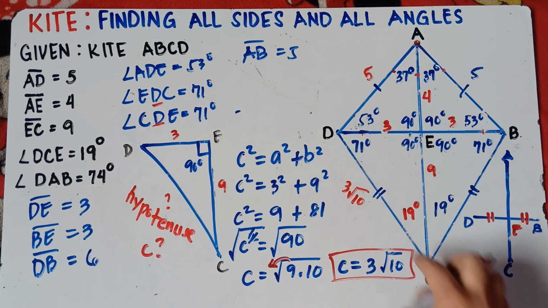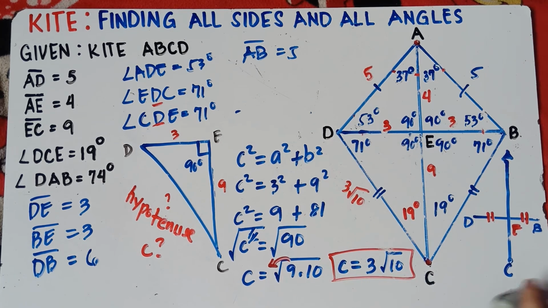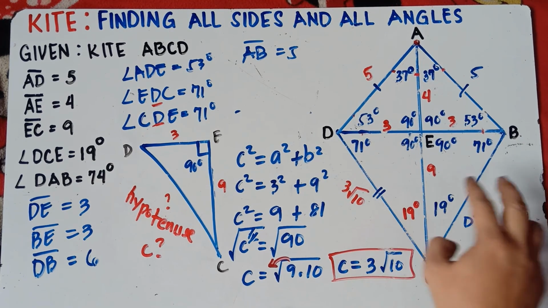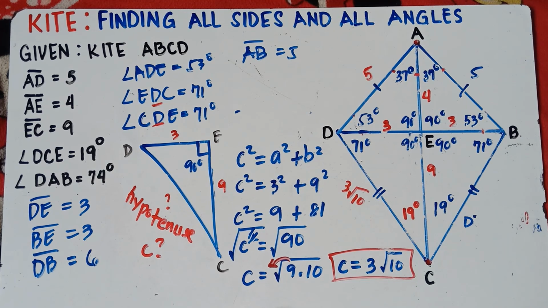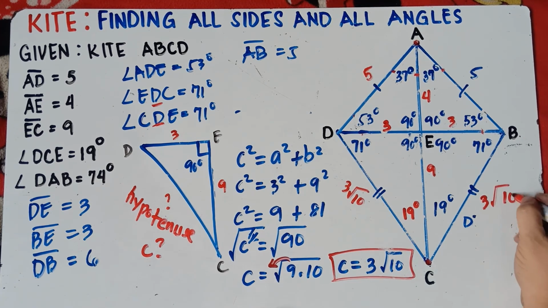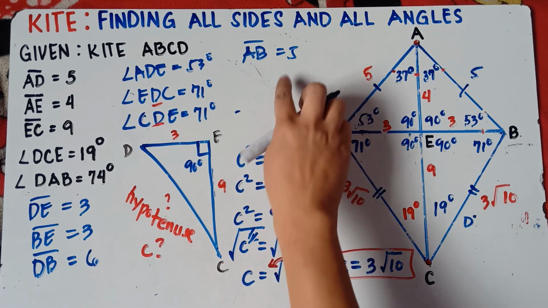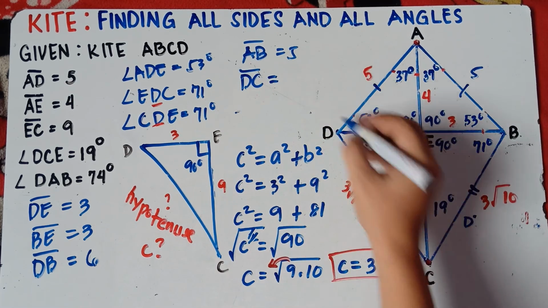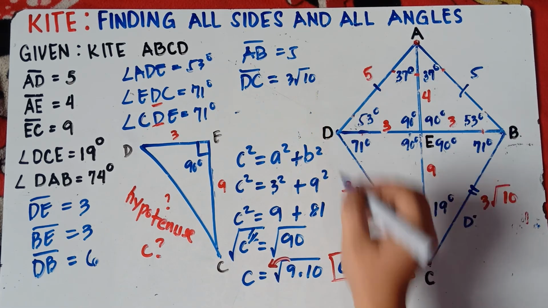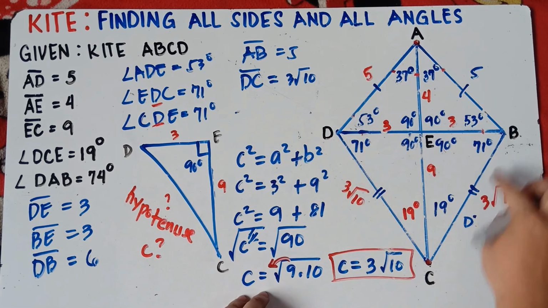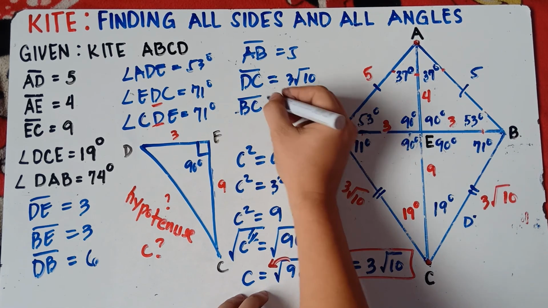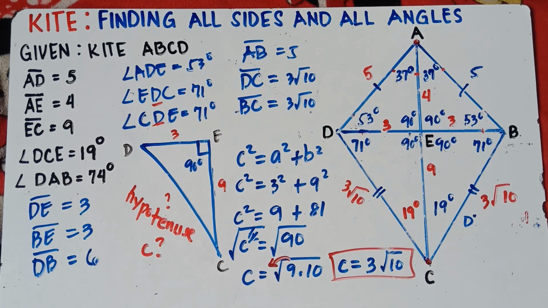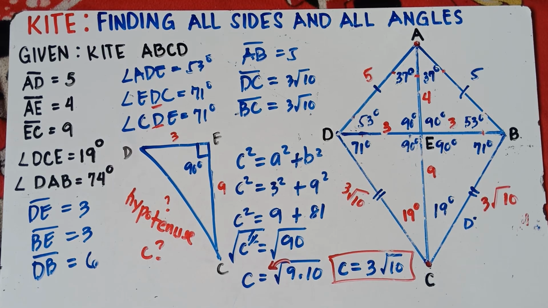If this is 3 square root of 10 for DC, this is also 3 square root of 10 for BC, because this side is congruent to this side. So line segment DC is 3 square root of 10, and side BC is also 3 square root of 10. That's it, class. All set. Finding all sides and all angles of a kite.